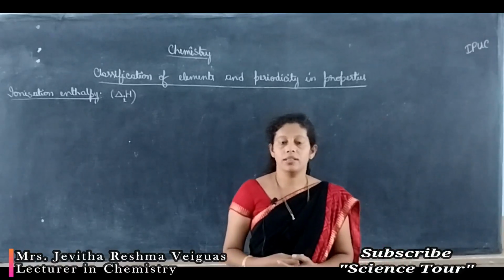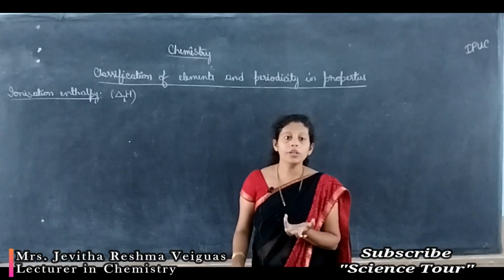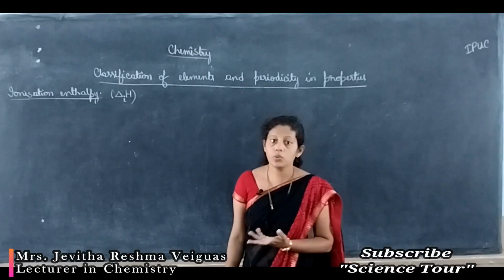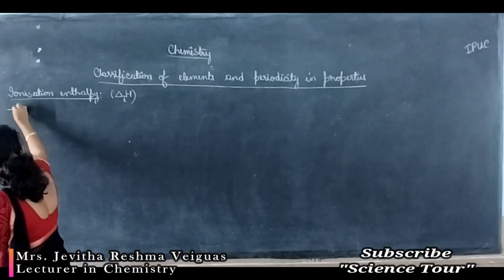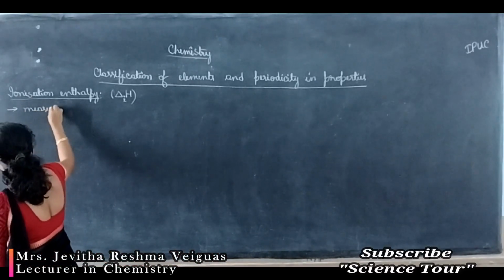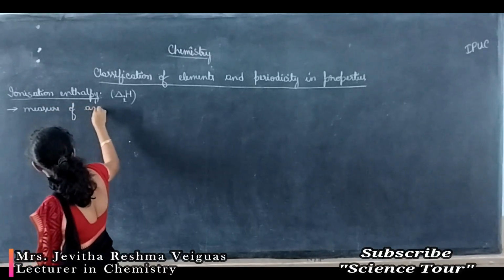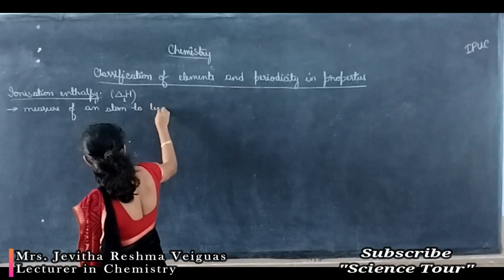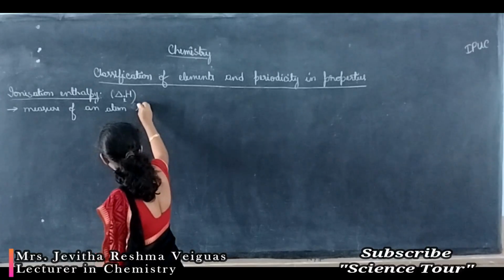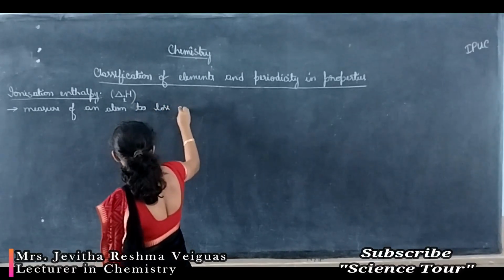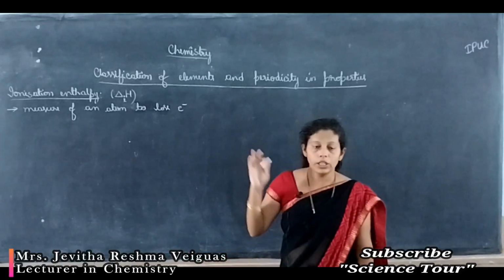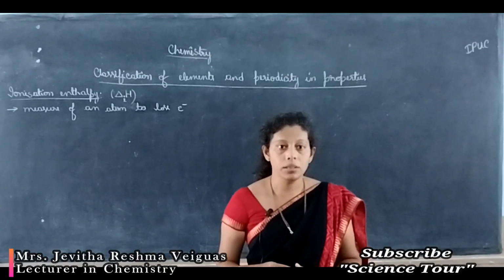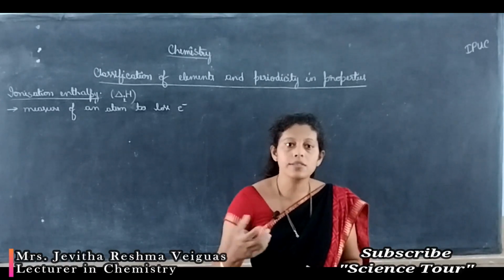What is ionization enthalpy? It is actually a quantitative measure of the tendency of any atom to lose an electron. So we can say it is a measure of an atom's ability to lose an electron, or this value of ionization enthalpy tells us with what ease an atom loses or donates an electron.